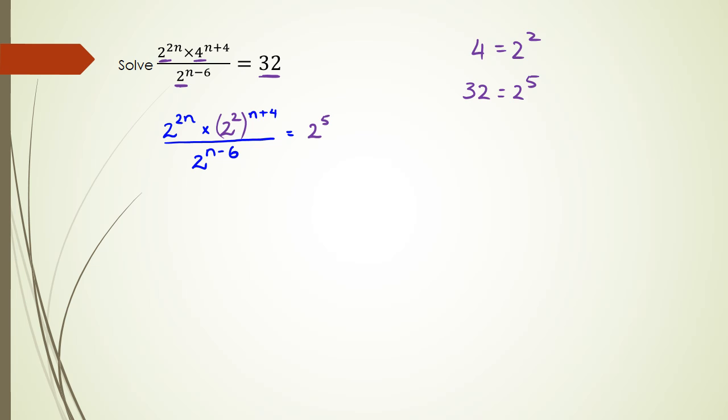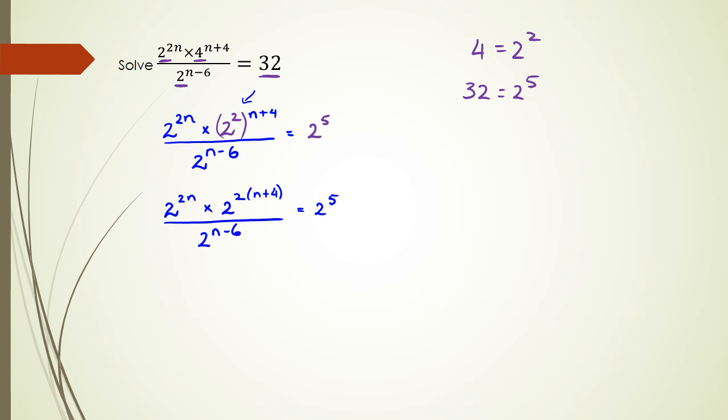Okay, so once I have that, now I need to combine the 2 squared and n plus 4. So I'm actually talking about this thing right here. To expand, if I use the powers of powers rule, then I've got 2 to the power of 2n multiplied by 2 to the power of 2 multiplied by n plus 4. And that whole thing is now divided by 2 to the power of n minus 6. That's still equal to 2 to the power of 5.